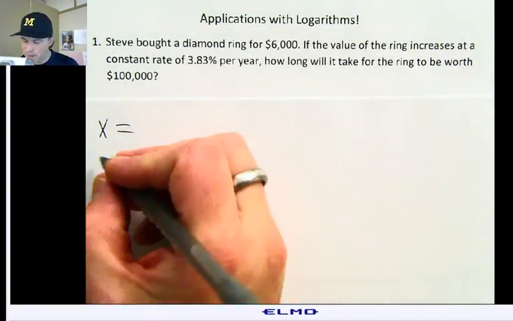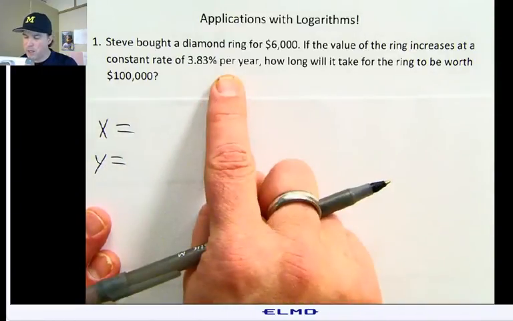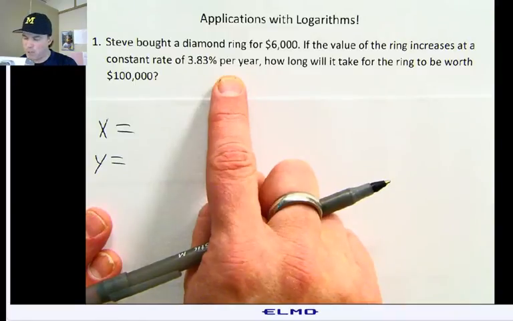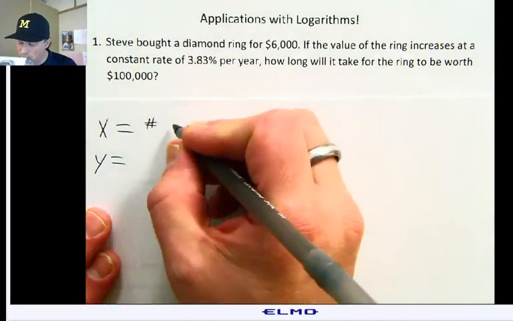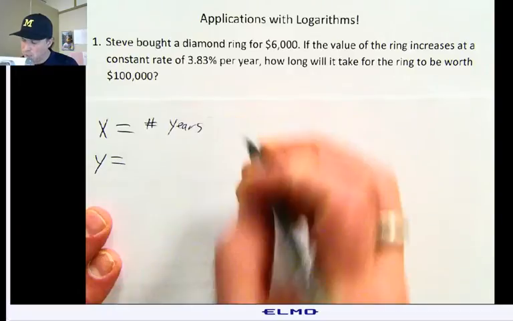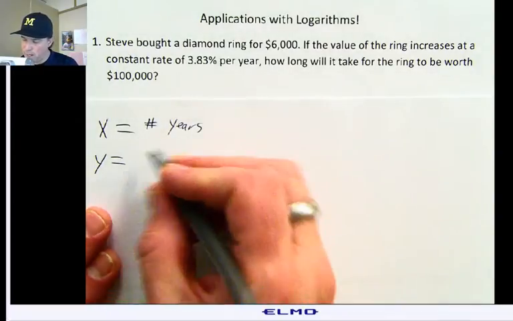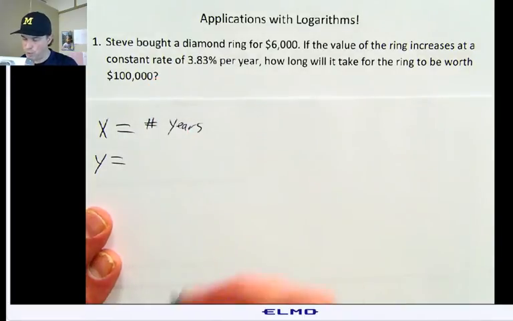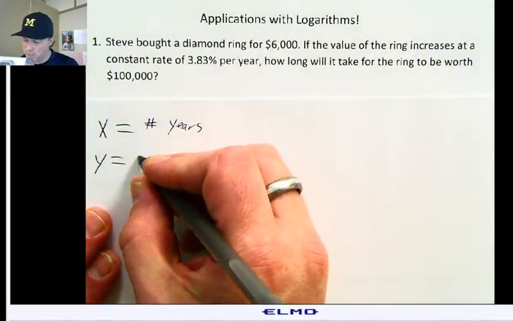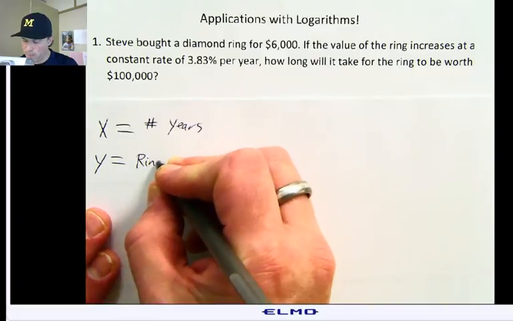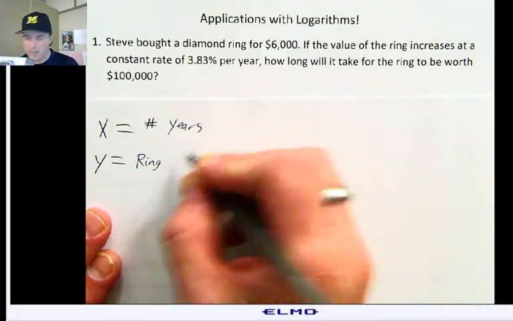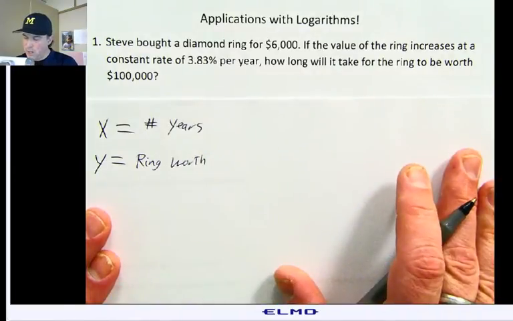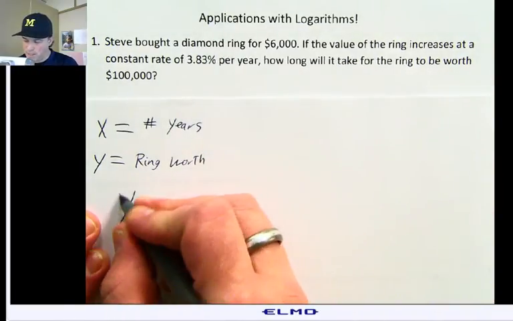Don't forget to identify your variables at the start of the problem. I'm noticing it's increasing 3.83% per year. So x I'm going to have be the number of years. And then y, we seem to keep talking about how much the diamond is worth, or the ring is worth. So we'll say the ring worth. They use the word worth, so I'm going to use the word worth. All right, and then exponential equation.